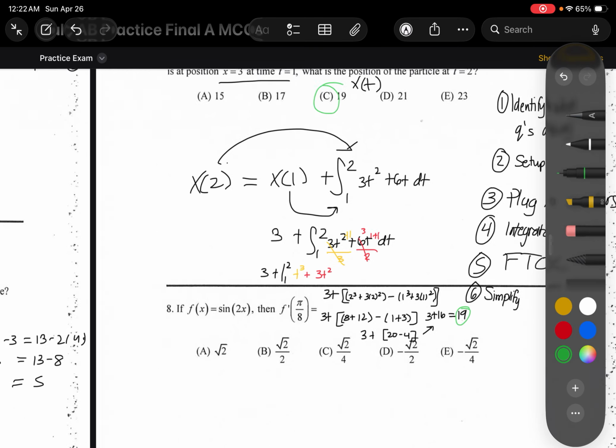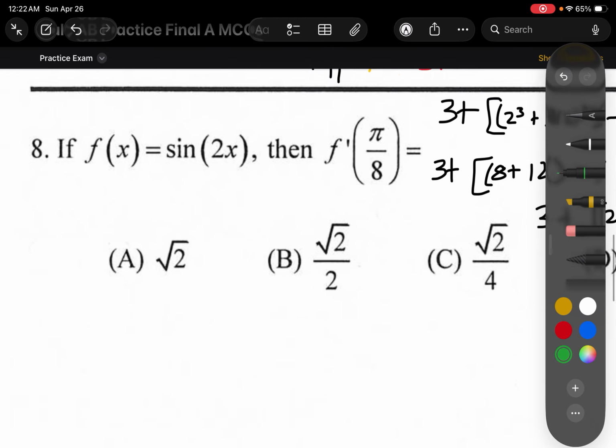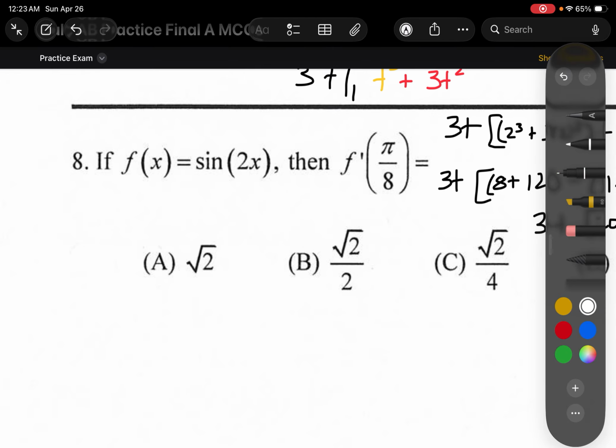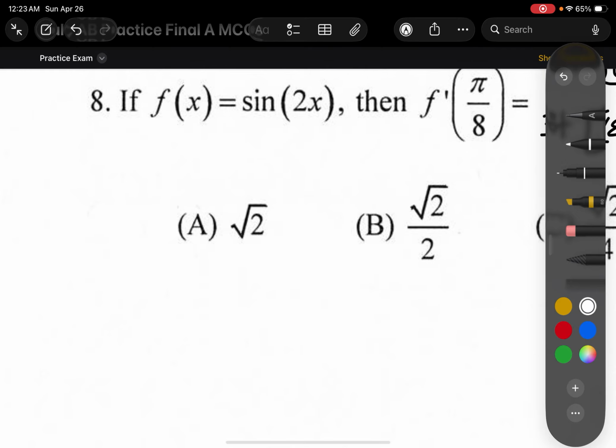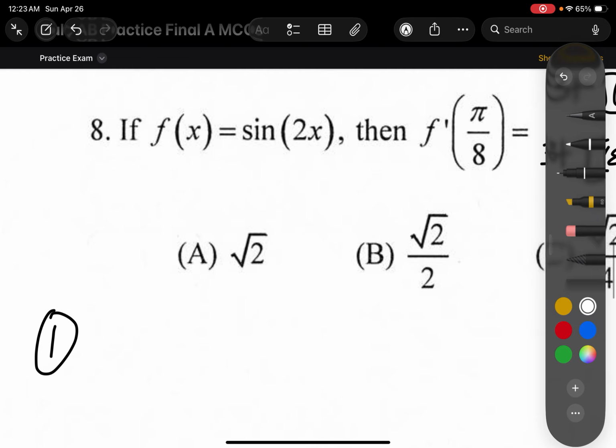Our answer is C. Alright, so this question says if f of x equals sine of 2x, what is f prime of pi over 8? So first, derive.